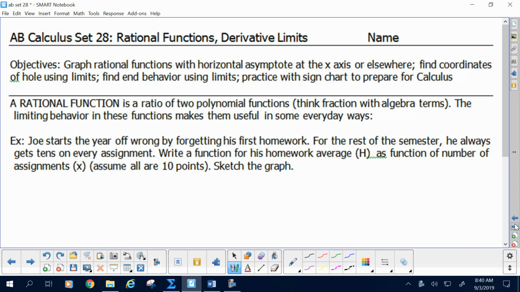First, rational functions. When you see rational function, think ratio of functions like this. That's a rational function. So if a lot of you are thinking you don't know what that means, that's what a rational function is.